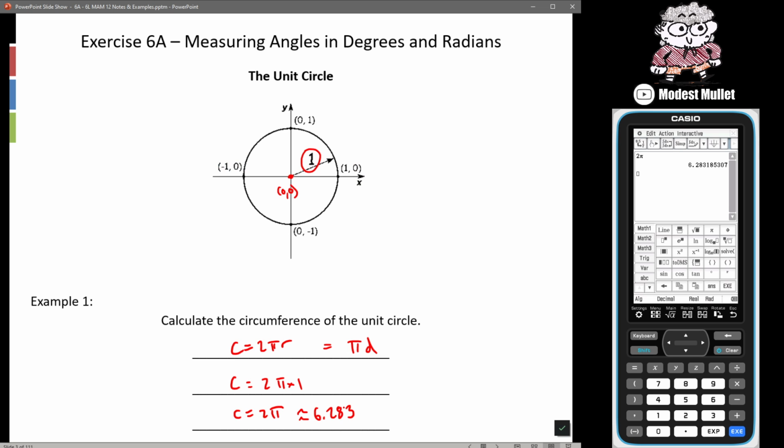Now, where does pi come from, and how is it going to relate to this thing that hopefully you looked at a bit last year, but measuring angles in radians? A lot of the time we're going to now start measuring angles in radians and not in degrees. Where does pi come from? Well, pi comes from this relationship here.